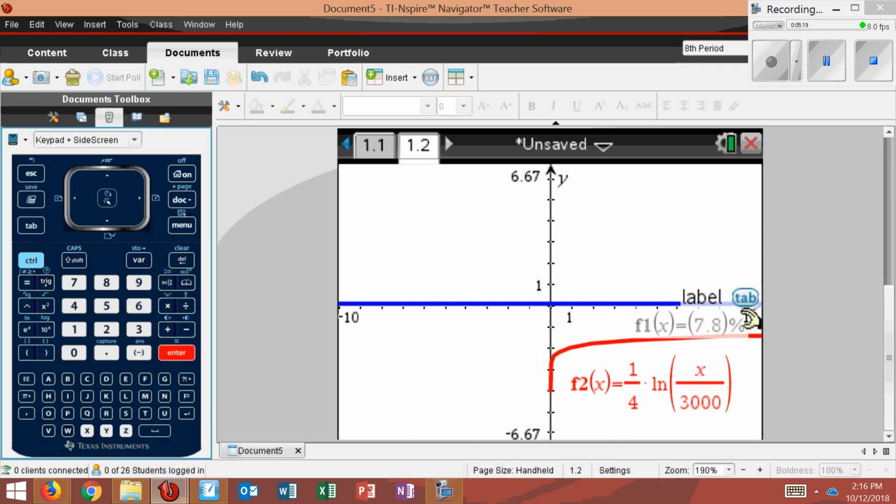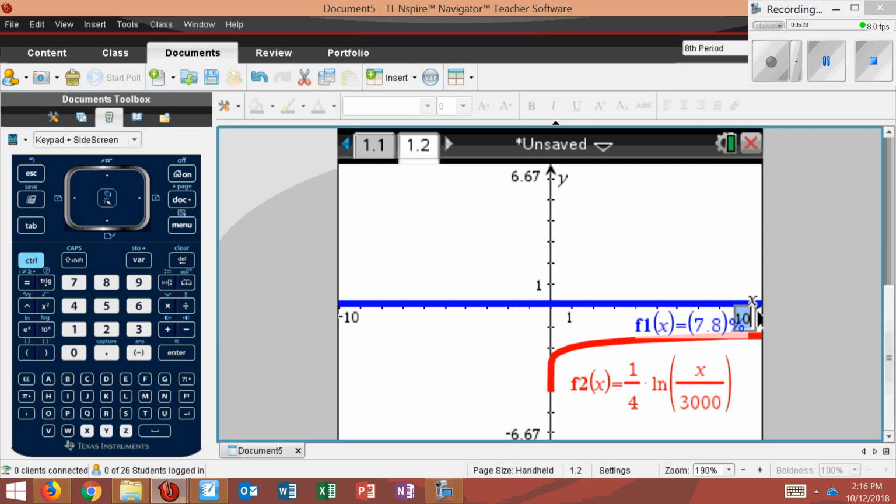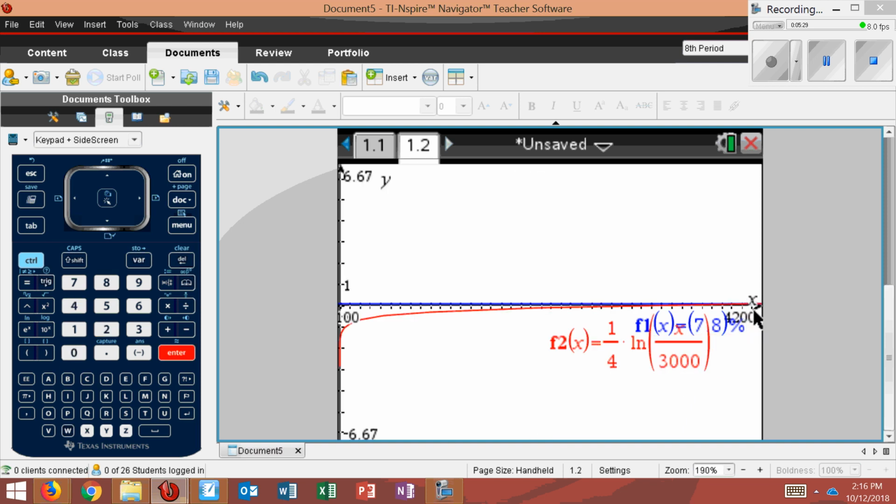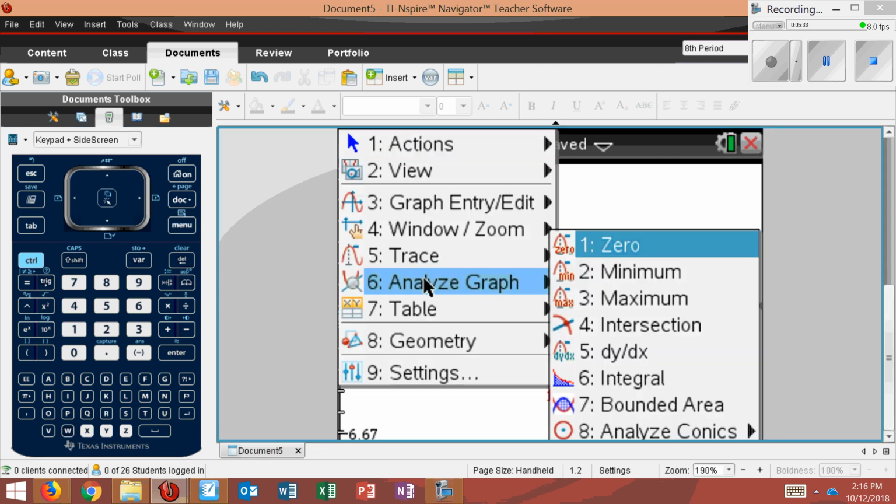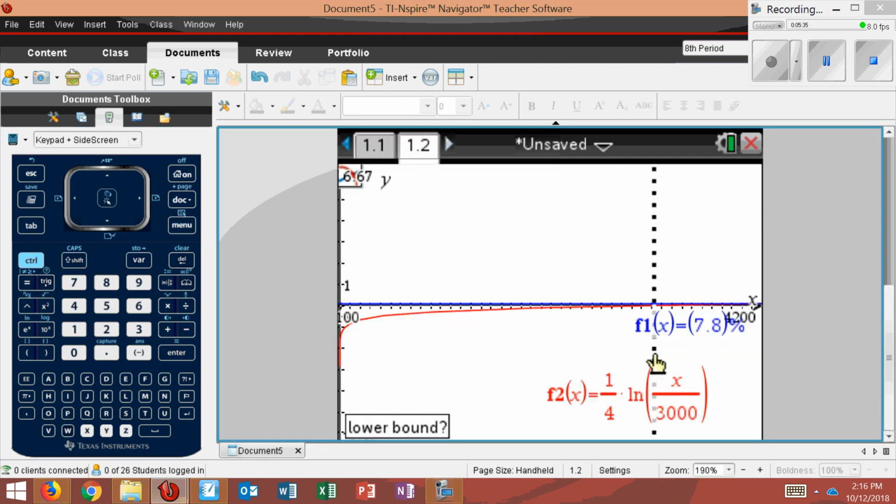We already know the intersection is going to come about, x was going to equal around $4,100 about, so I'll say 4,200, hit enter, and now we'll be able to get the intersection here. I go menu, analyze graph, intersection, and as I look at this, there's my intersection. And again, it doesn't give me my value very well here in the graph because of how large the number is, but that's the other technique of solving this.